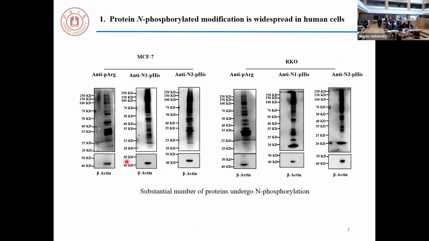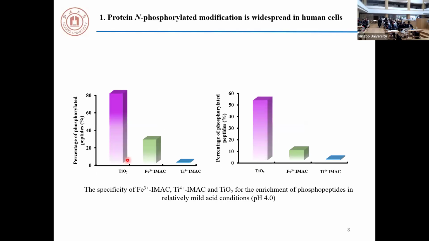Before performing large-scale phosphoproteomics, we first verified nitrogen phosphorylation in cells at the microscopic level. The results show that a substantial number of proteins undergo nitrogen phosphorylation in cells. Next, we optimized the methods used for nitrogen phosphopeptide enrichment. We compared the effectiveness of three methods used for phosphopeptide enrichment in mild acid conditions.